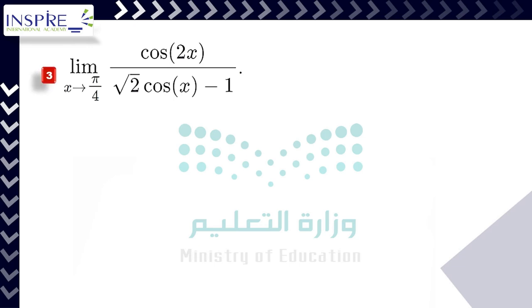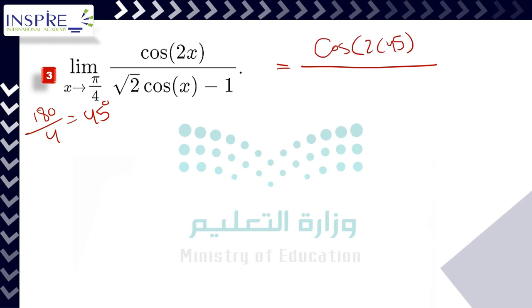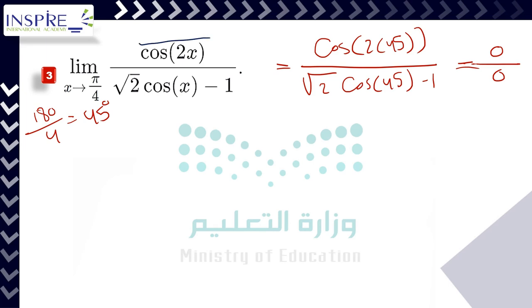We need to solve this one. At first, we will plug in pi over 4, which is 45. You can replace pi with 180, so pi over 4 is 180 over 4, which is 45 degrees. So we will set the calculator on degrees and use 45. It will be cosine 2 times 45 over root 2 cosine 45 minus 1. The numerator will be 0, the denominator will be 0. We will have to use our trig identity so that we can find the answer. We can use the conjugate, of course, but we will start with the trig identities.